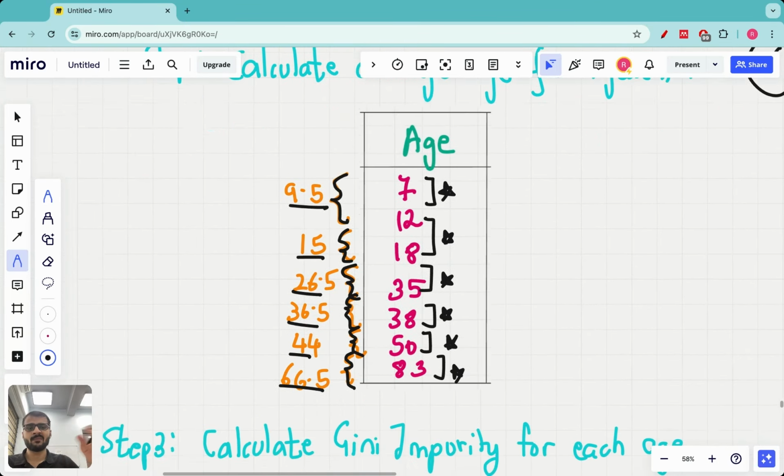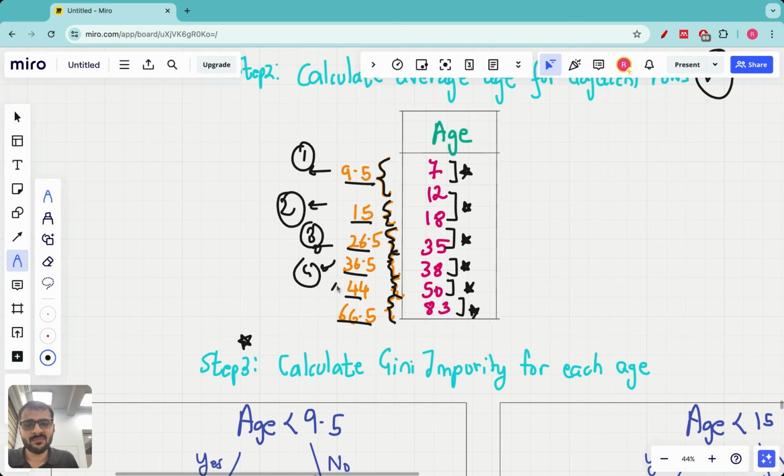The third step is to calculate the Gini impurity for each age. If you look at the average ages, there is 1, 2, 3, 4, 5, and 6. There are 6 different ages which I have. So I will find the Gini impurity for every age. Let's see how that is done.